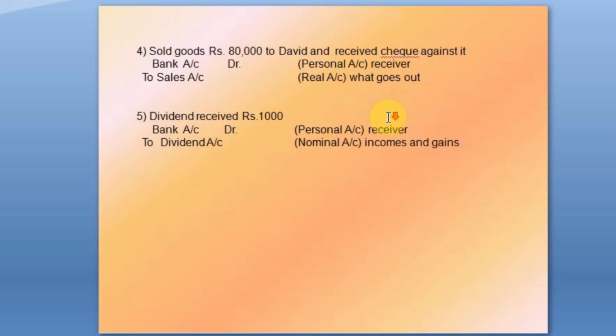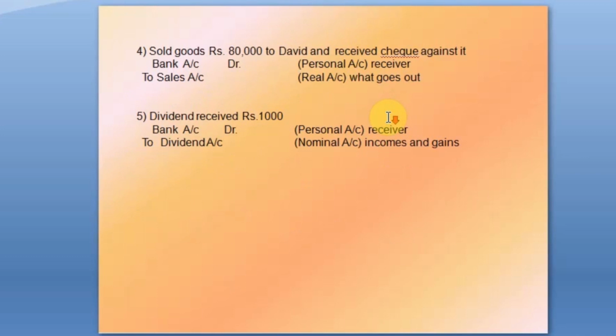In the next example, sold goods rupees 80,000 to David and received cheque against it. In this case, we made sales to David and received the cheque against it. That means bank is receiving the amount and bank account will be debited. And what will be credited? The sales account. So the accounting entry will be bank account debit to sales account.